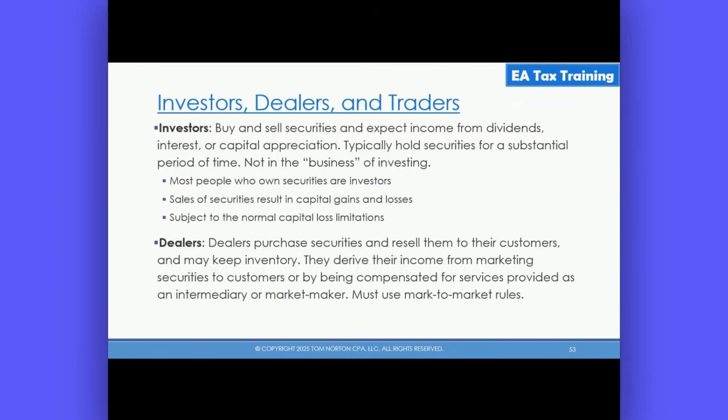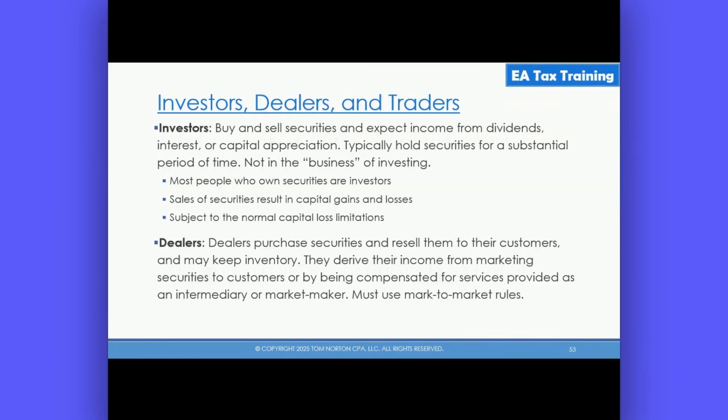Dealers. Dealers purchase securities and resell them to their customers. We've talked about this a little bit before. And they may keep an inventory of those securities. So they derive their income from marketing securities to customers or by being compensated for services provided as an intermediary or a market maker. They must use something called the mark to market rules.